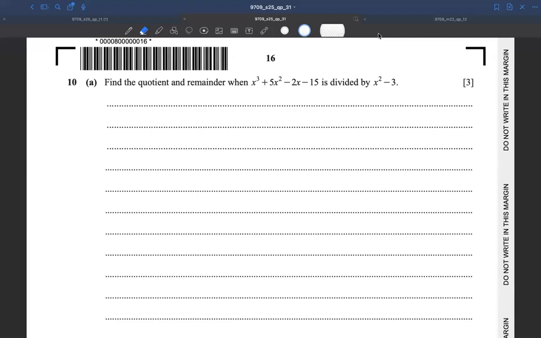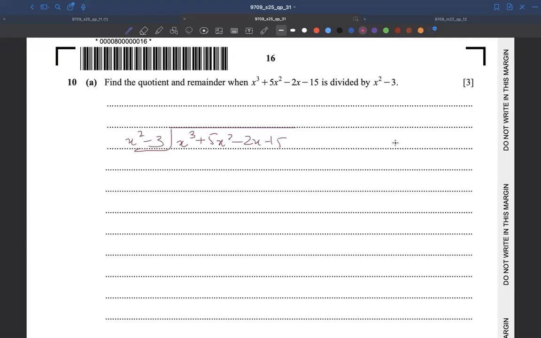In question number 10, in part A, we have to find the quotient and remainder when x cubed plus 5x squared minus 2x minus 15 is divided by x squared minus 3. Now, as we are dividing, we'll just write it as x cubed plus 5x squared minus 2x minus 15 divided by x squared minus 3.